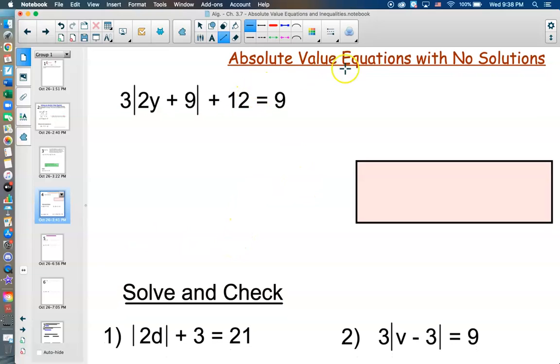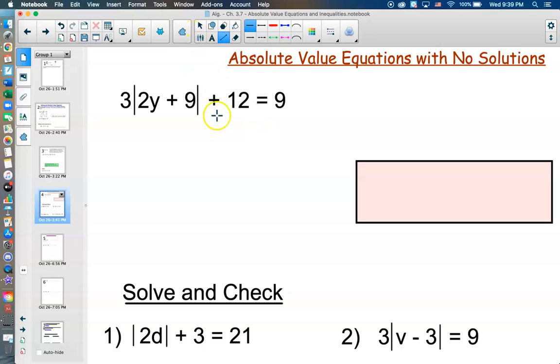Now, when we have absolute value equations with no solutions, to solve this problem, we do not have an isolated absolute value expression. We'd first have to subtract 12 from each side, and we'd get 3 times the absolute value of 2y plus 9 is equal to negative 3. And then when we divide by 3 on each side, we'd isolate the absolute value expression, and we'd have a negative number on the other side. So when we work this out, it'd be the absolute value of 2y plus 9 is equal to negative 1.